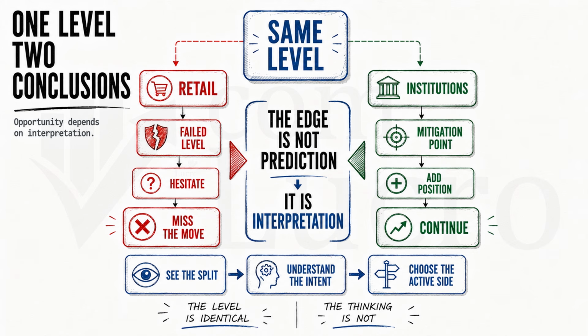Institutions read the same candle the opposite way. To them, that failed level is not a warning. It is their mitigation point, the price where they add. So at one level, you have two traders drawing two opposite conclusions. The crowd assuming failure, the smart money seeing opportunity. Your edge is not predicting the candle. It is recognizing that split and choosing to stand on the side that is acting instead of the side that is hesitating.